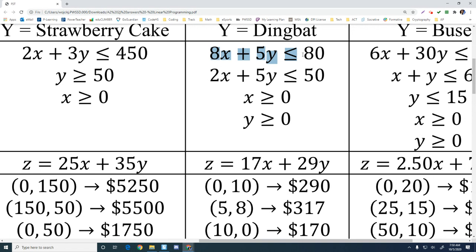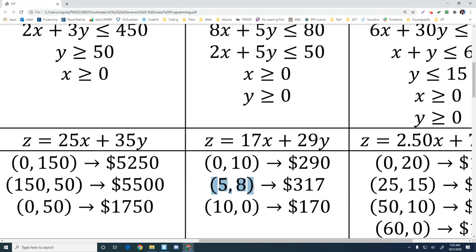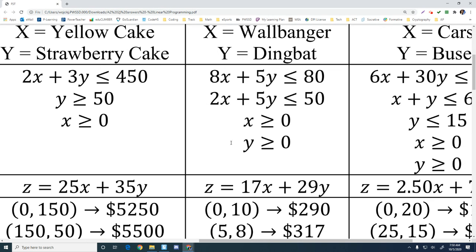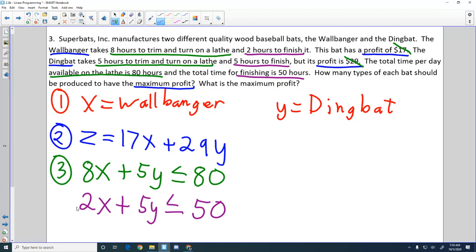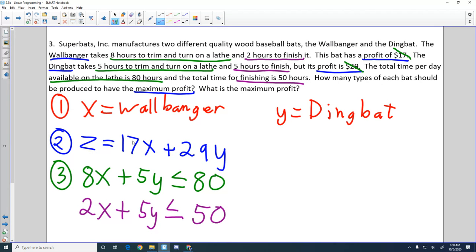So this one would be a good situation where you'd have to solve this as a system of equations to find that intersection point, that 5, 8. Or actually, if you scale your axes by tens, you'd be able to see it pretty clearly. Any questions on writing the z function or the constraints for this problem?